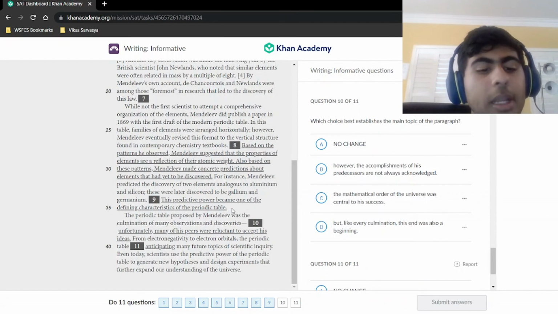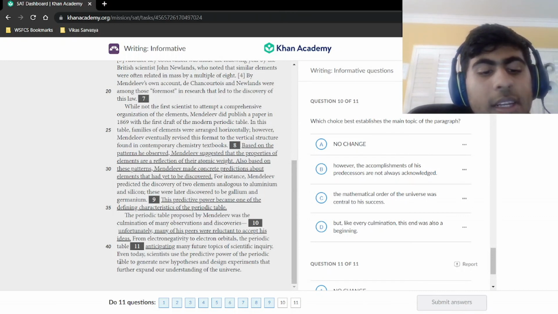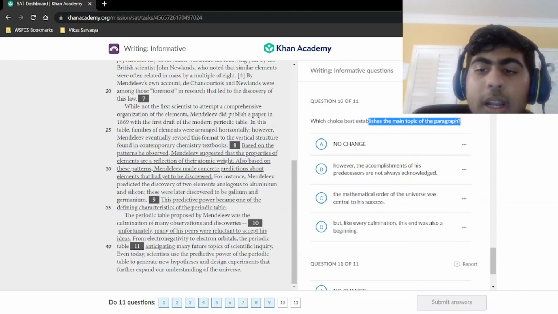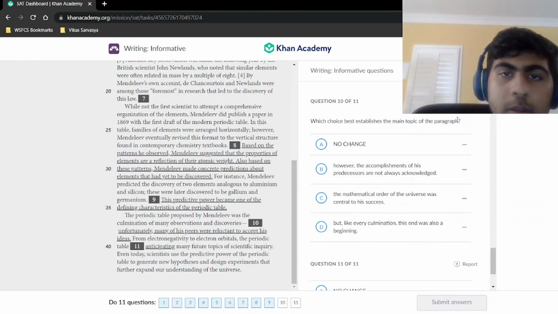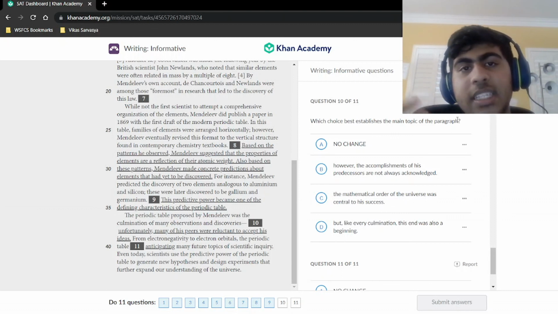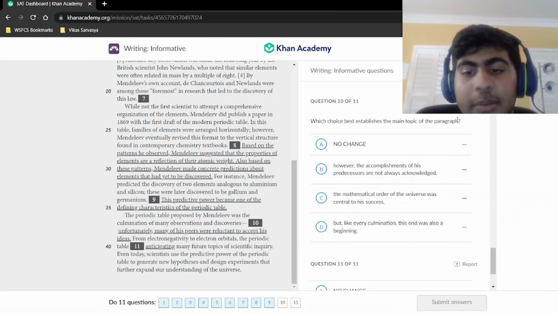The periodic table proposed by Mendeleev was a culmination of many observations and discoveries. Fortunately, many of his peers were reluctant to accept his ideas. From electronegativity to electron orbitals, the periodic table anticipating many future topics of scientific inquiry. Even today's scientists use the predictive power of the periodic table to generate new hypotheses and design experiments that further expand our understanding of the universe. So the main topic of this paragraph, as we're asked here, is kind of saying that the periodic table is the culmination of these observations, but also spawned entire new fields of studies. Right? So it ended this, but it began this. It was an end and a beginning.